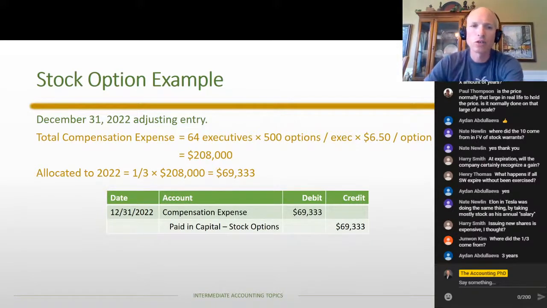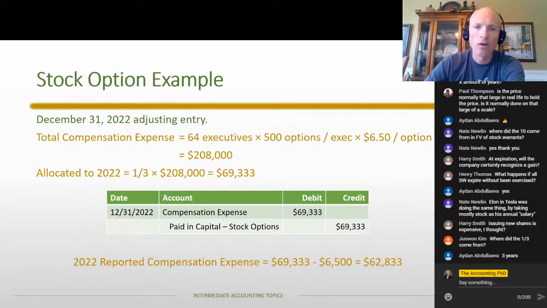And similar to 2021, the amount of compensation expense recorded is our adjusting entry amount minus the previous entry in August of $6,500, for a net compensation expense of $62,833. So hopefully all that makes sense. Again, I'm going to give it a second here to make sure that everyone's keeping up.